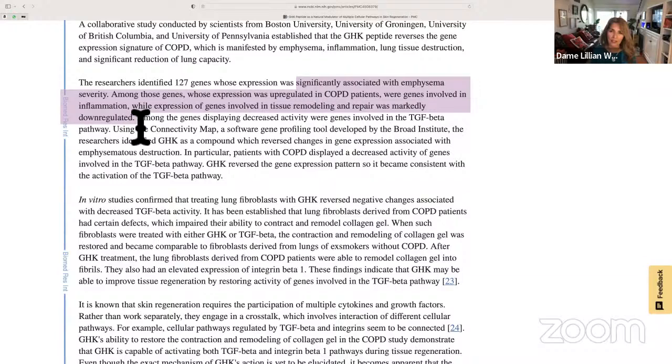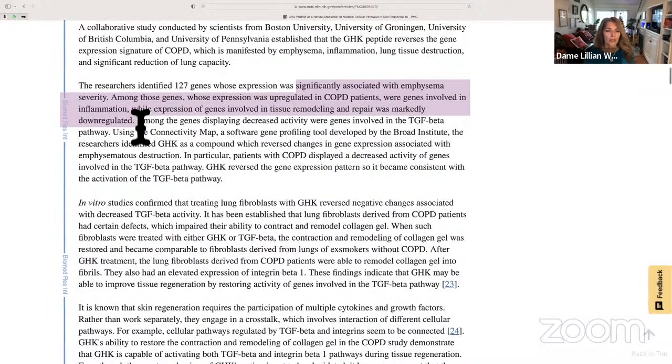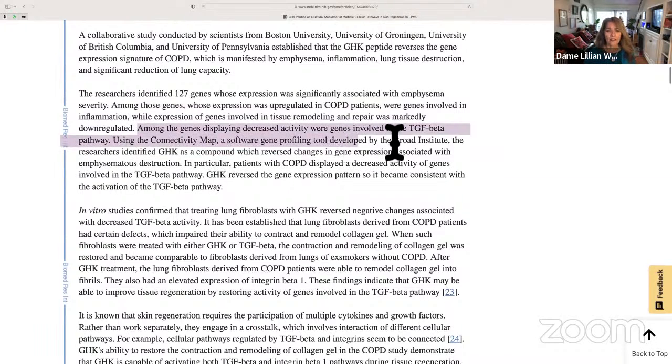If there is no damage in the body, there's no inflammation. End of story, okay? It talks about among the genes displaying decreased activity were genes involved in the TGF-beta pathway. Using the connectivity map, a specific gene profiling software tool developed by the Broad Institute, the researchers identified GHK as a compound which reversed changes in gene expression associated with emphysematous destruction.